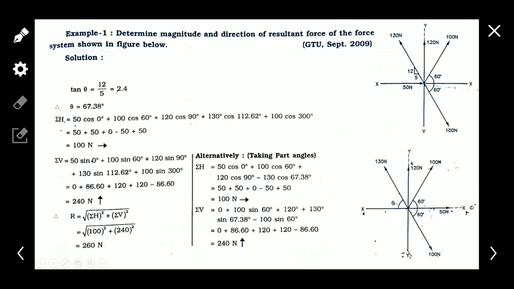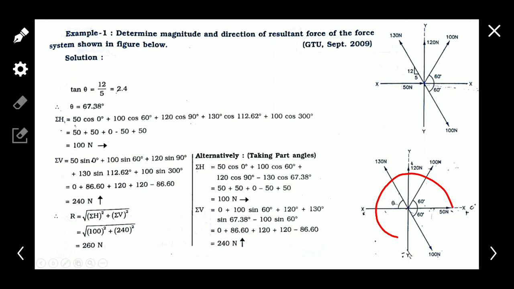But all positive signs we can consider if the angles of forces or components are considered from the 0. Here we consider all signs as plus. So we can consider plus 130 cos theta, where theta is considered from the 0 horizontal. Okay, so this is 112.62 degrees.